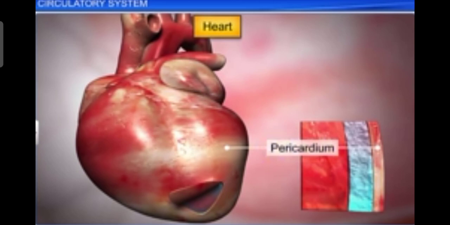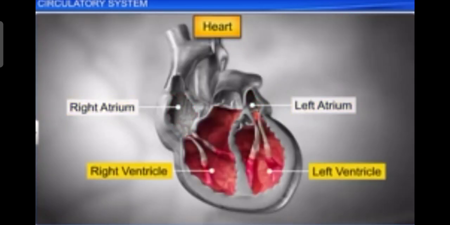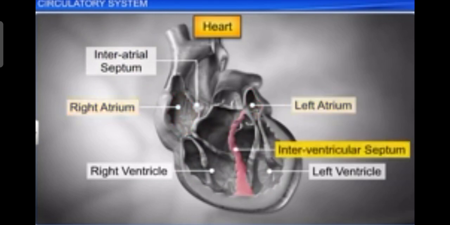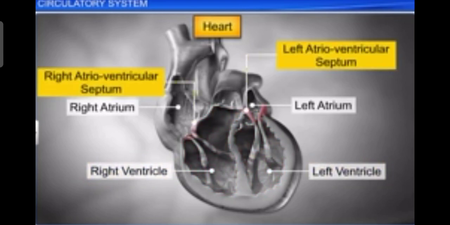Our heart has four chambers. Two relatively smaller upper chambers are called atria, and two larger lower chambers are called ventricles. So right atrium, left atrium, right ventricle and left ventricle. These are the four chambers. A thin muscular wall called the interatrial septum separates the right and the left atria, whereas a thick wall, the interventricular septum, separates the left and the right ventricles.